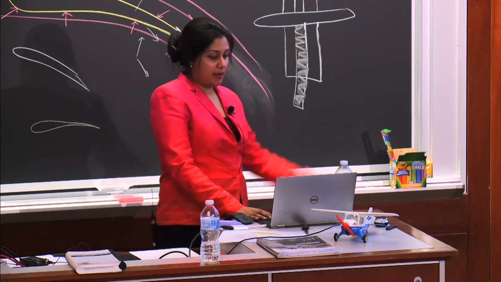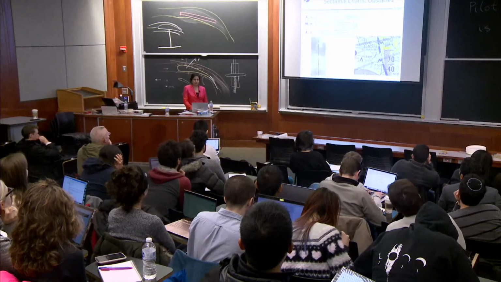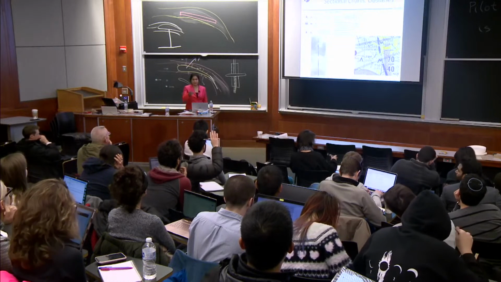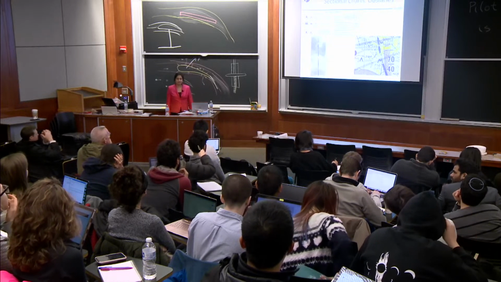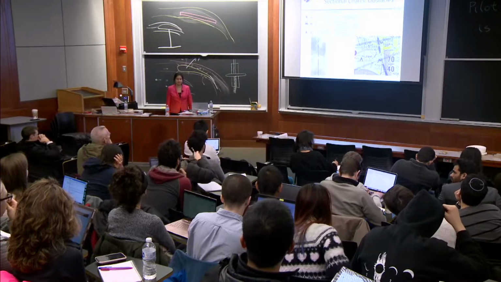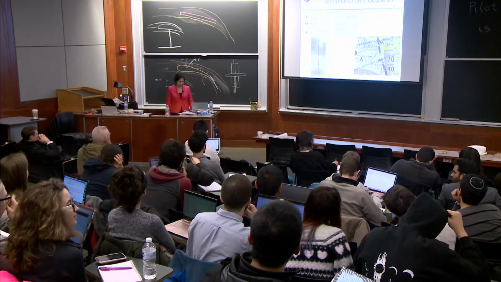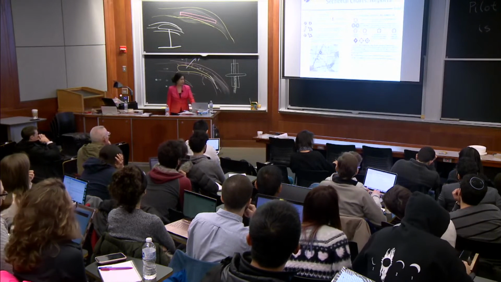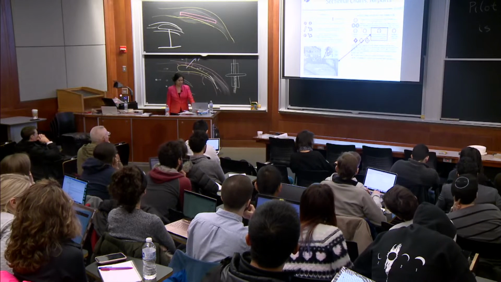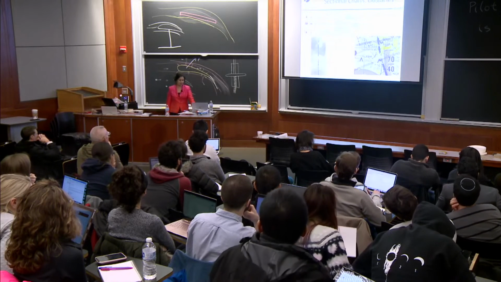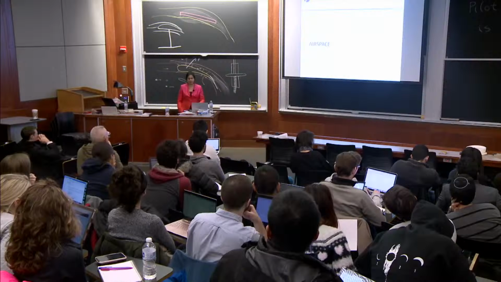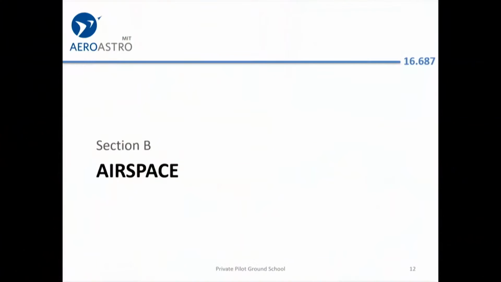Any questions about sectional charts before I move on to airspace? Yes? On the previous slide, you were talking about the blue outline, but then there was a red outline. What's the difference? Yes, so the question was about blue versus red outlines. That's in fact answered directly by different types of airspace, so it's a great transition. So I'll move straight into that.